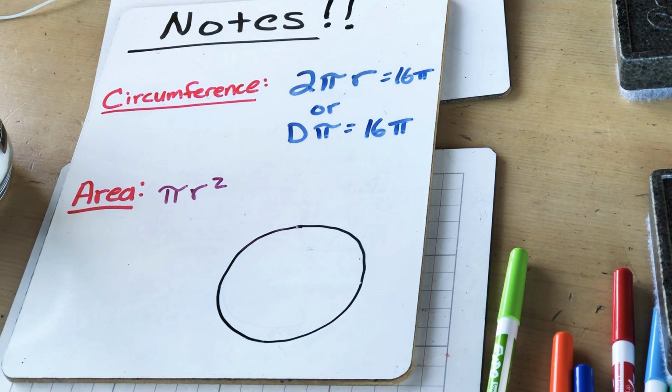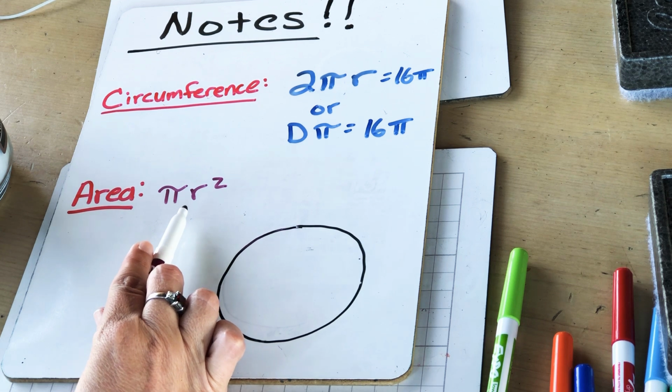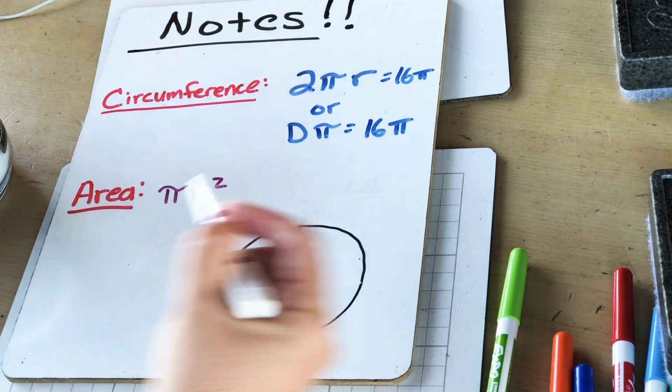The area then only uses the radius. So if you're given a question where it says, oh, the diameter is 10, well, you're gonna have to use 5. So be very careful, it depends on the question. If you're given the radius, plug it in. If you're only given diameter, you kind of got to cut it in half.